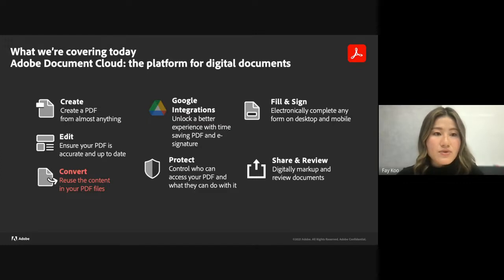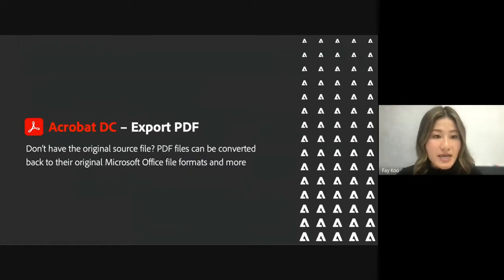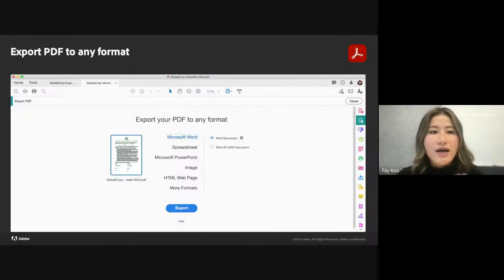Another really great use of Acrobat is the convert functionality. Sometimes you only have a PDF and you're wondering, hey, I don't really have the original authorizing file. Maybe it came from Word or PowerPoint. How do I export the PDF back into the original authorizing file if I don't have it? The answer is actually really simple. You just need to go into Acrobat and then select Export PDF. On the right-hand side, there is a shortcut as well. You can choose your desired output format.